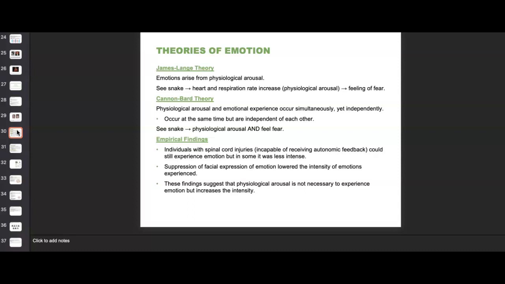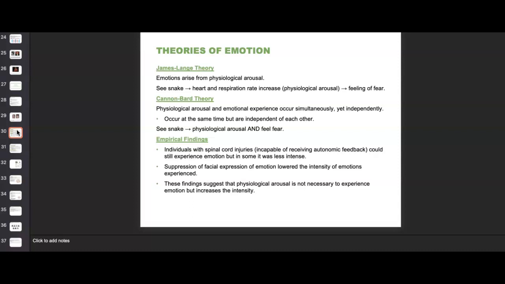Now, different from that is the Cannon-Bard theory. Cannon and Bard were two psychologists that basically stated that physiological arousal and emotion experience actually occur at the same time, but independently, meaning that they occur at the same time, but are independent of each other. Meaning that someone sees a snake, they separately experience the physiological arousal and separately experience fear.